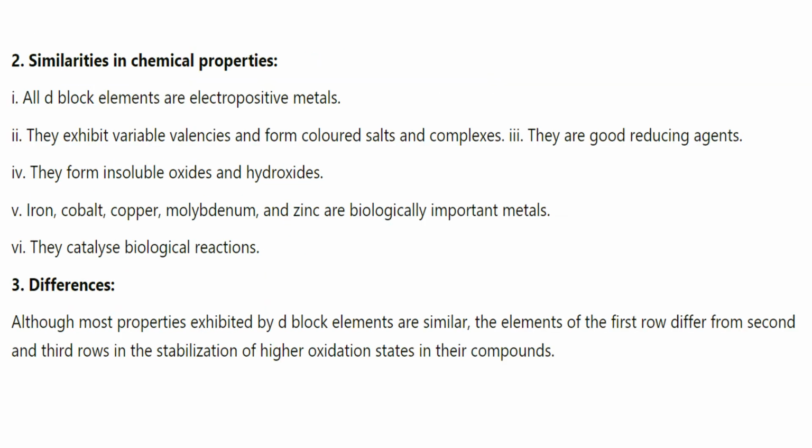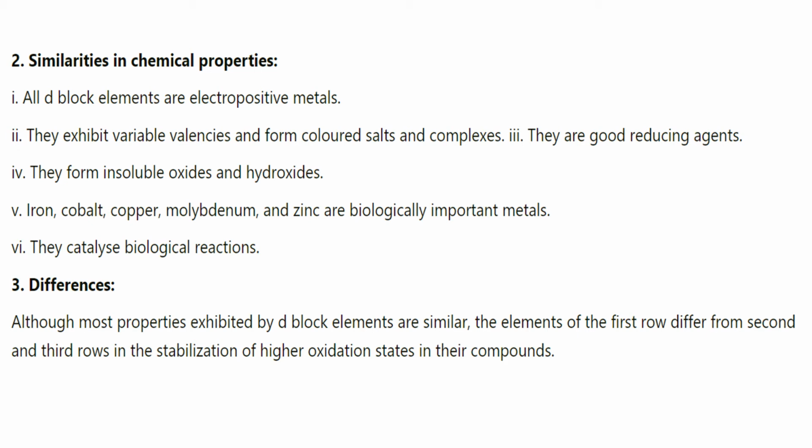Now, similarities in chemical properties. Number 1, all d block elements are electropositive metals. Number 2, they exhibit variable valencies and form colored salts and complexes. Number 3, they are good reducing agents. Number 4, they form insoluble oxides and hydroxides. Number 5, iron, cobalt, copper, molybdenum and zinc are biologically important metals. Number 6, they catalyze biological reactions.